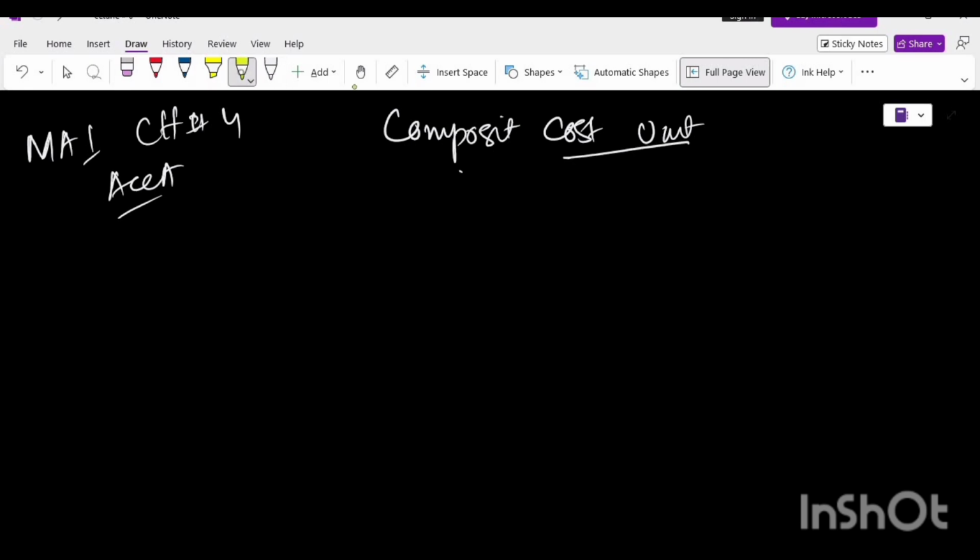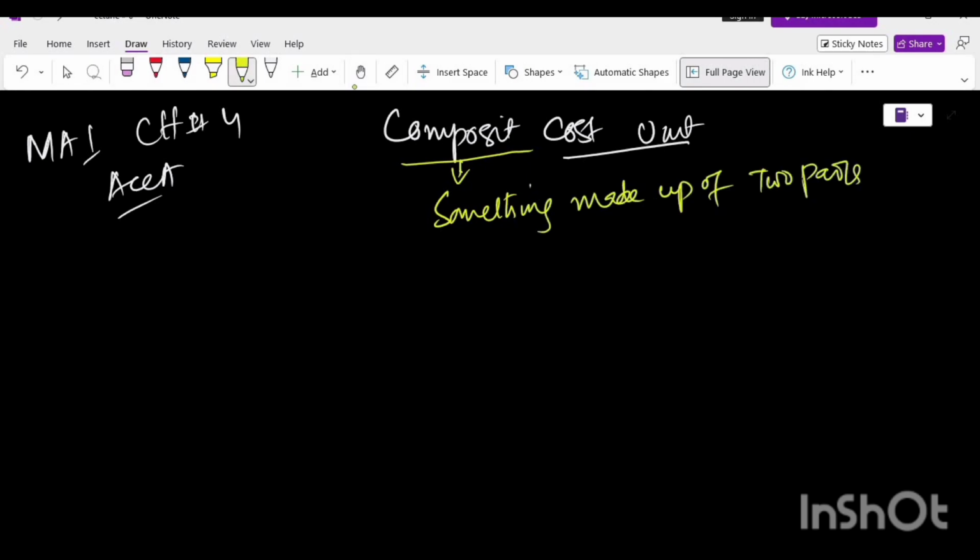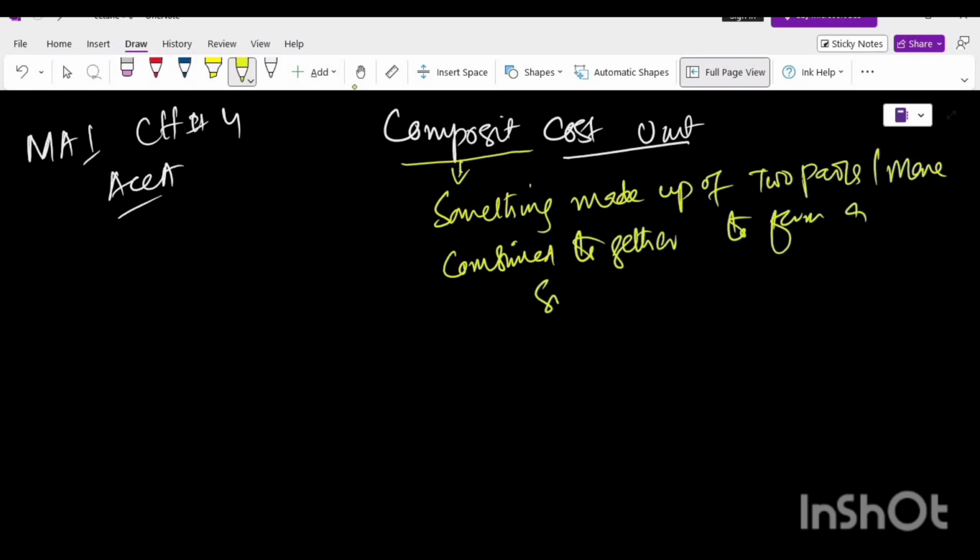Before we study the full term composite cost unit, we have to understand what composite means. Composite is something made of two parts, and these two parts combine. It may be more than two parts, but I will say here two parts combined together, and when they combine, they form a single unit. And that is the composite.